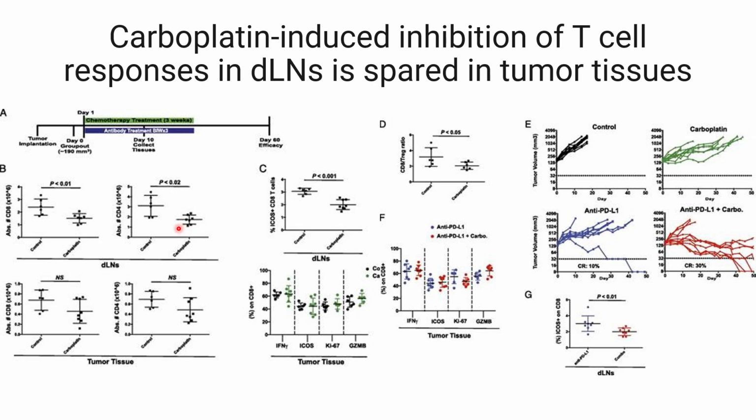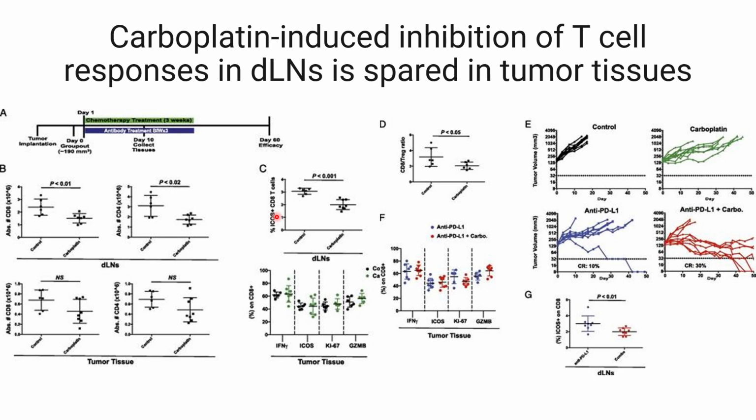In this case we can see that the CD8 plus content is decreased, not removed. CD8 plus content is decreased in the draining lymph node, and this could indicate that chemotherapy has some negative impact on the CD8 plus content. And also the CD4 plus content is decreased, whereas in the case of tumor cells they cannot see any significant decrease in the CD8 plus or CD4 plus content.